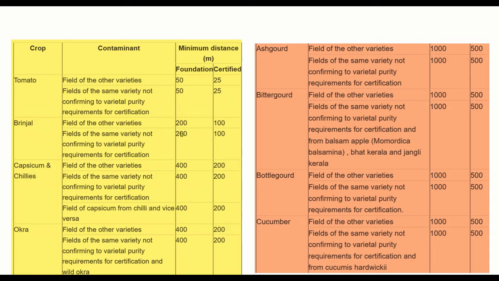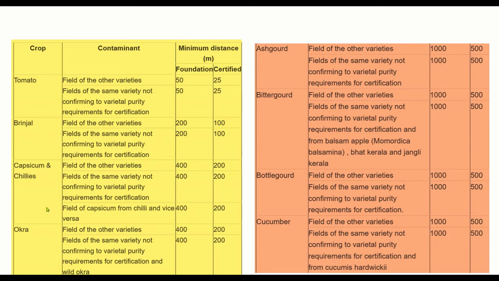you can see here a moderate isolation distance. In case of brinjal, the isolation distance that we have to maintain for other varieties of brinjal is a minimum of 200 for foundation seed and 100 for certified seed. When it comes to fields of the same variety not conforming to varietal purity, say for example truthful level seeds, you have to maintain a minimum distance of 200 for foundation seed and 100 for certified seeds.